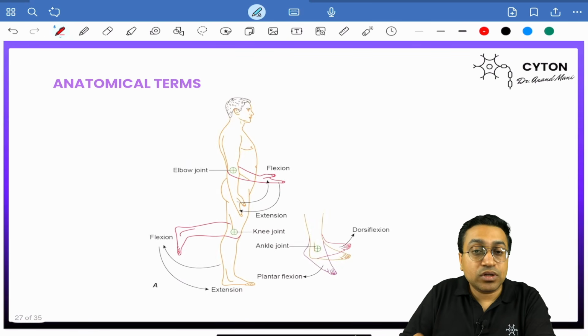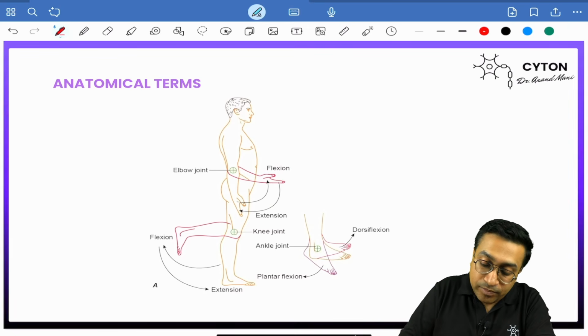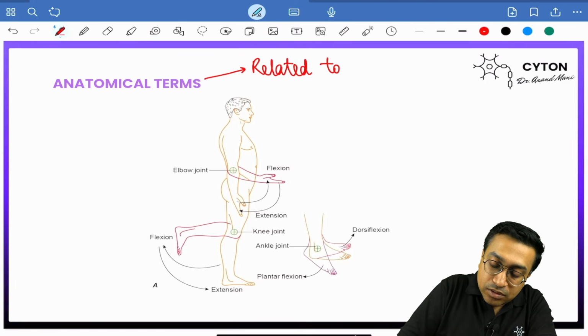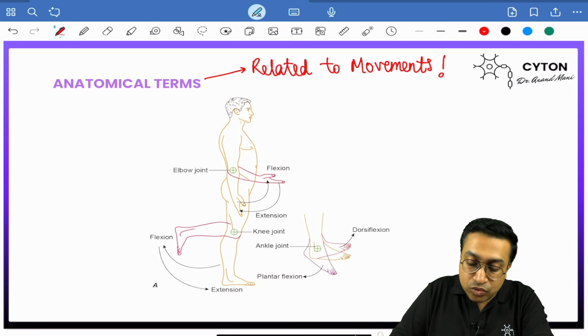Next we come on to the terms related to the movements. Okay, so what are these? Anatomical terms related to movements. Okay, so what are these movements?